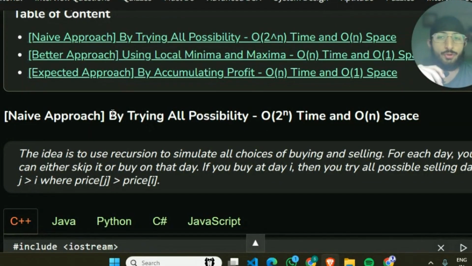Now the naive approach is by trying all the possibilities. That takes O of 2 to the power n time, so that is exponential time, and O of n space. The idea is to use recursion to simulate all choices of buying and selling. For each day, you can either skip it or buy on that day. If you buy at day i, then you try all possible selling days, j greater than i, where price of j is greater than price of i.